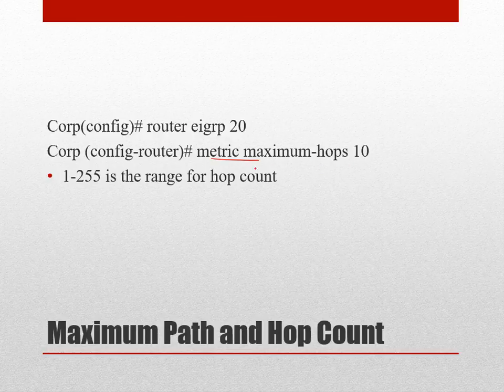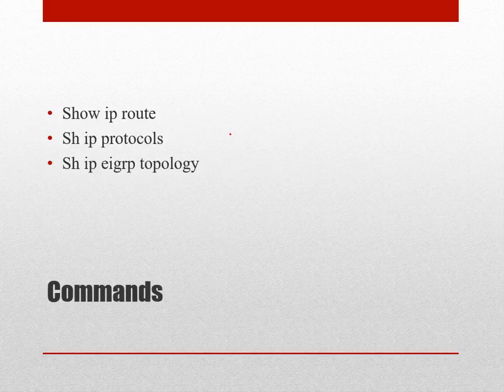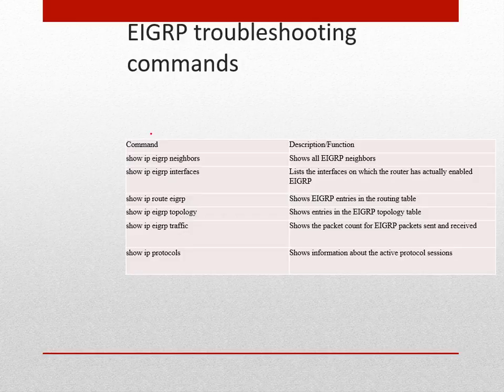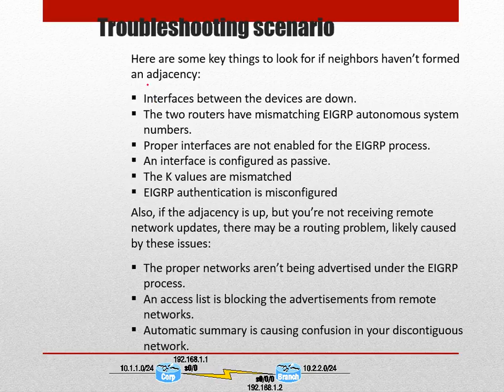Maximum hops if we want to. 1 to 255 is the range for the hop, so this thing can go up to 255 hops. And what the hops for EIGRP really is how far down the line will it share its information. Different commands: show IP route, show IP protocols, show IP EIGRP neighbors. This is the table that's in the book. These are probably the only things you're going to need to look at to do most of the troubleshooting you do in EIGRP.